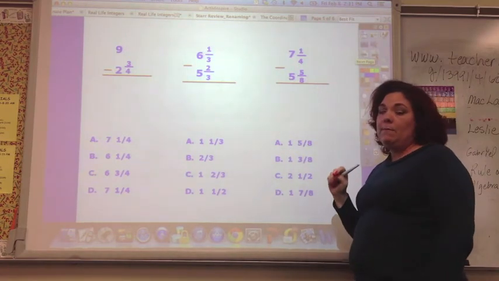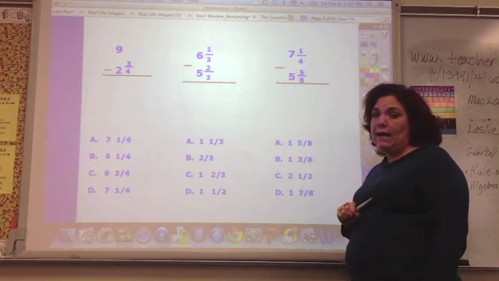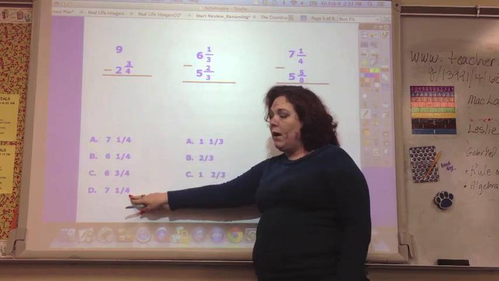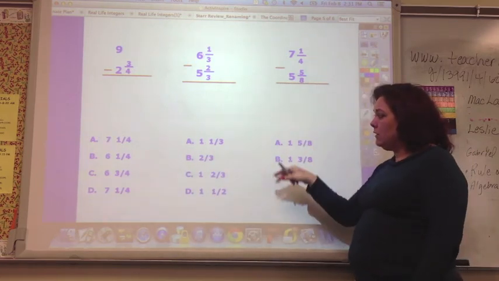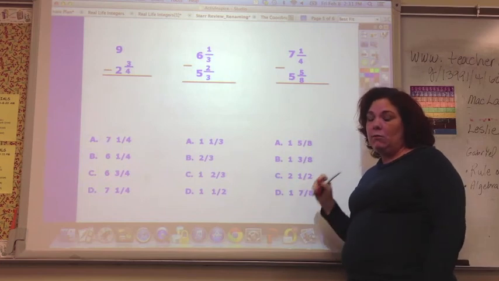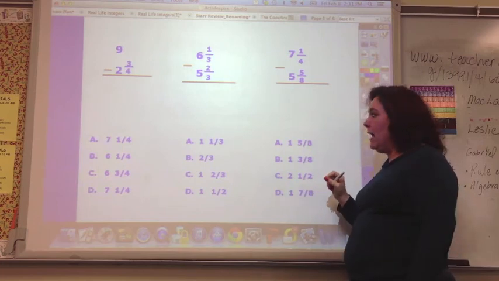And I'm going to leave this up here. This will be your homework check in class tomorrow, where you select the right answer, and you need to show your work, select the right answer, and then be ready to vote so that we can make sure that you understand how to subtract with renaming.